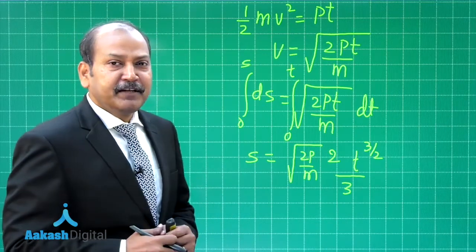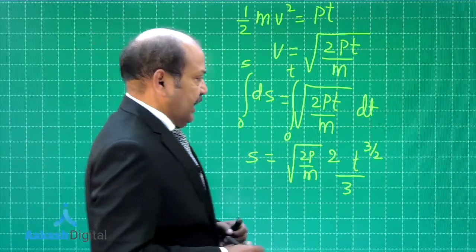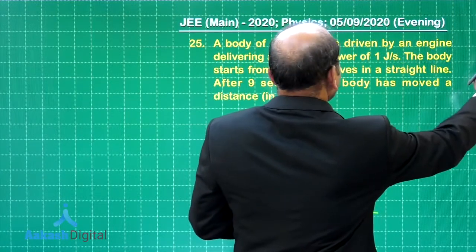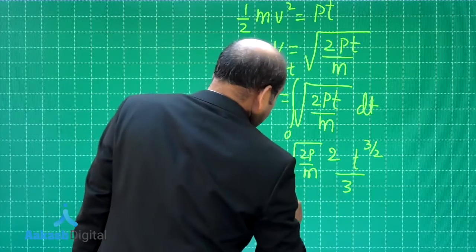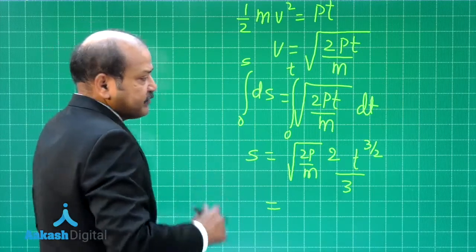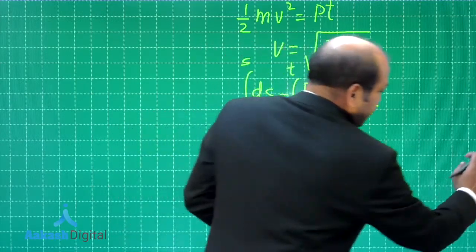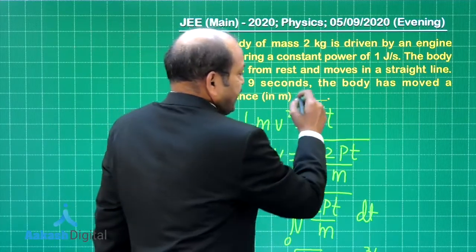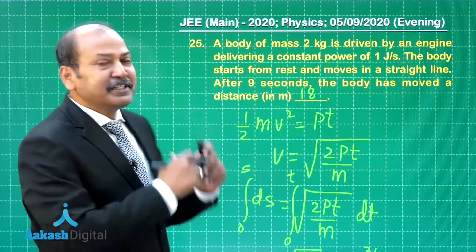We need to now plug in the values of P, t and m which are given in the question. Let us check once again. The value of P is 1 joule per second, the value of mass is 2 kg and the time is 9 seconds. So, if we plug all these values, we get the value of s as 18 meter. It's a straightforward calculation. So, s is coming out as 18 meter, and let's go back and fill the correct figure. So, with that, we are done with this question.